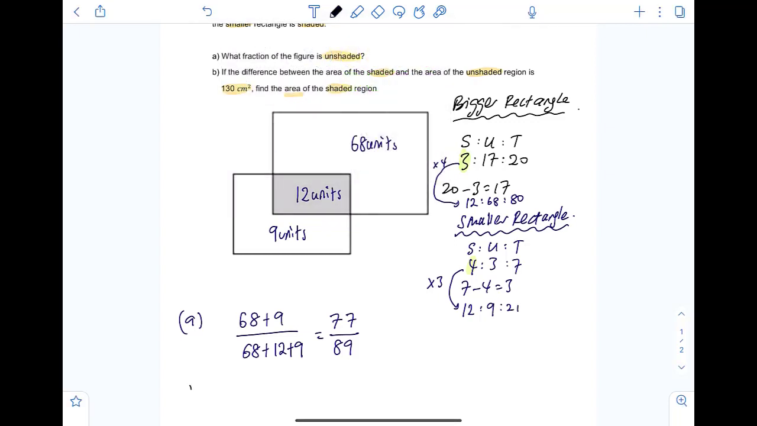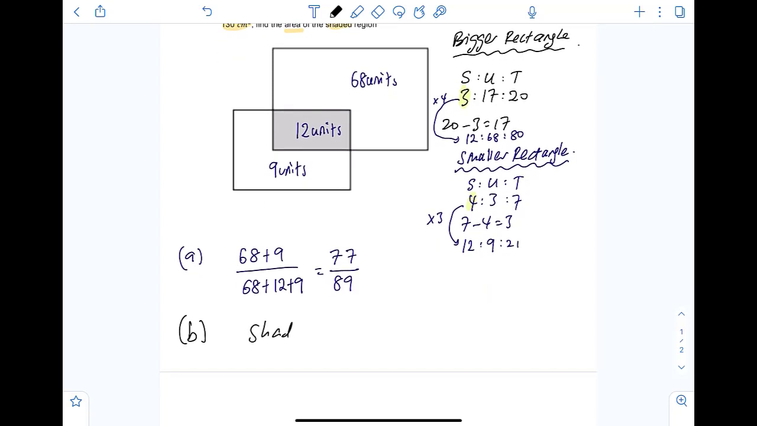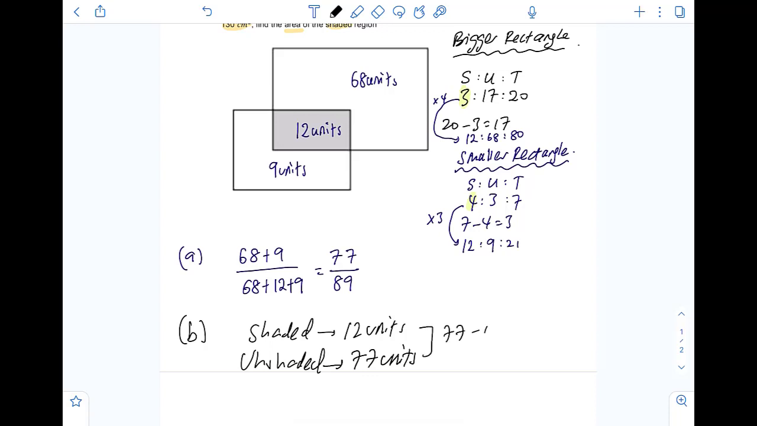Now we proceed to part B next. If the difference between the area of the shaded and the area of the unshaded region is 130, find the shaded region's area. Now we know that shaded is 12 units. Unshaded, we just found it earlier, 77 units. And the difference between these two will be 77 minus 12. That will be 65 units.